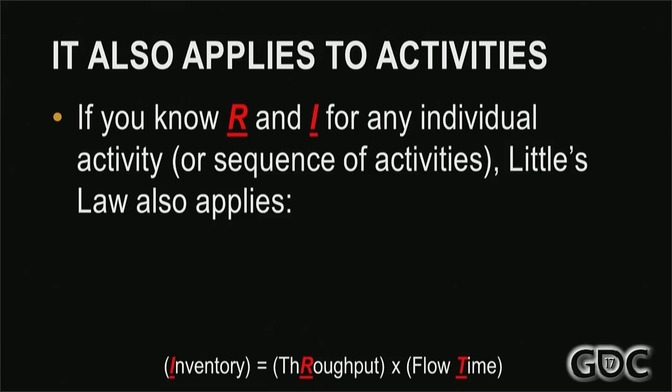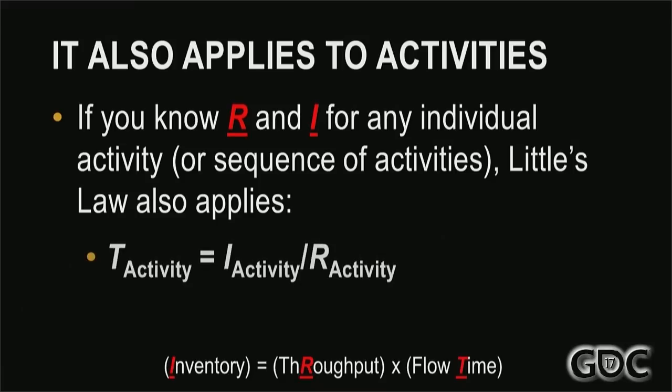The same thing applies to individual activities or chains of activities. Little's Law applies to any level of granularity. So if you're trying to figure out how long an activity really takes, figure out how many units come out of it, at what rate, figure out how many things are currently being processed, and you can back into your actual flow time again.